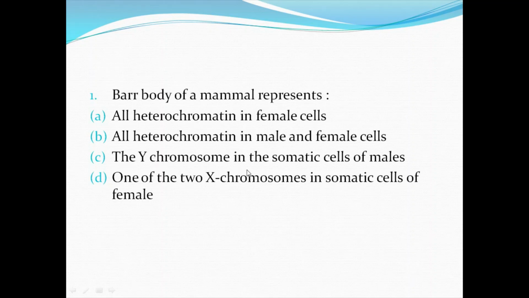The Y chromosome in the somatic cells of males? No, because we already know that bar body is nothing but an inactivated X chromosome. So the Y chromosome is not involved here. One of the two X chromosomes in the somatic cells of female: this is the correct answer. There are two X chromosomes in females. One of them remains active and the other becomes inactive and forms the bar body. So bar body is found only in the somatic cells of females.